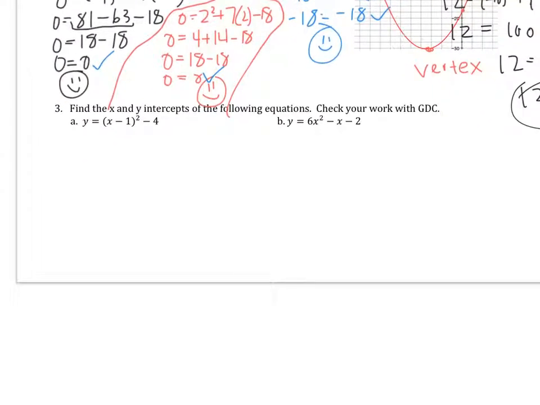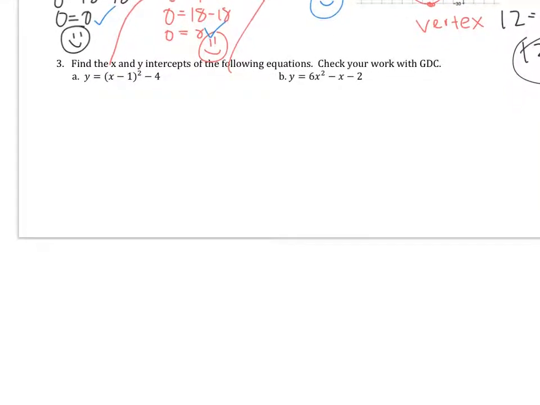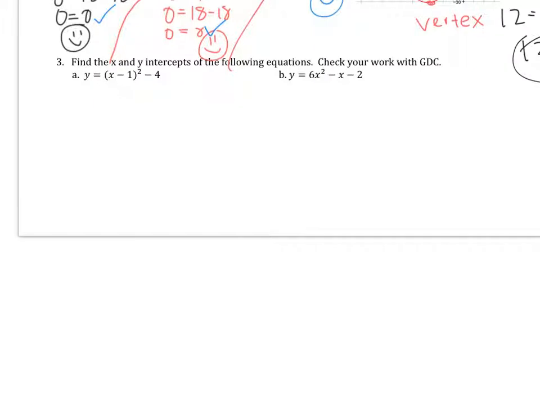All right, number 3. Find the x and y-intercepts for the following equations, and then check your work with your GDC. Now we don't have something to look at on the graph. We have to actually substitute in our values. So let's start first with the easy one, which is always the y-intercept. The reason why that one's easy is that it is when x is equal to 0. So we substitute 0 into our equation. We have y equals, instead of x, I write (0 minus 1) squared minus 4.